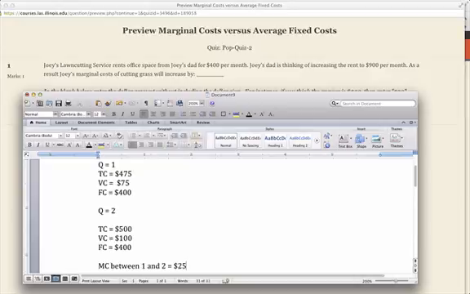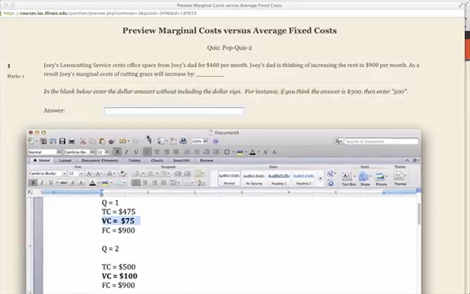Now let's see how this is going to change if, instead of being 400, it's actually 900. You see that the marginal cost is still going to be the same because we did not count the fixed cost, which is the rent, in the calculation of the marginal cost. The calculation of the marginal cost only took into consideration the variable cost and not the fixed cost. And that's why the answer to this question is actually 0.